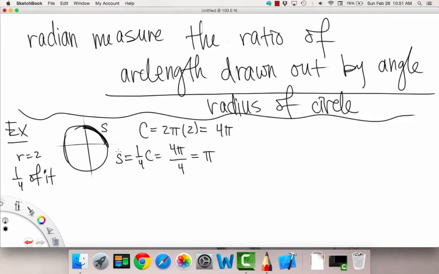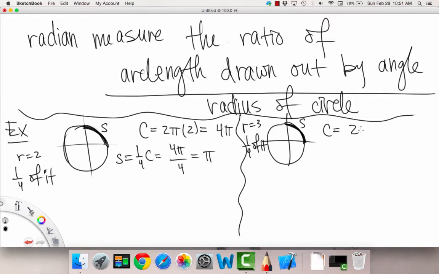Alrighty? So now, let's say we have another circle, okay? Let's say we have a similar case, but now our r is equal to 3. Again, we want a fourth of our circumference to find what s is here. So first of all, we have to find our circumference. That's 2 pi times 3, because I made the radius 3 on this problem. So this is equal to 6 pi, and a fourth of our circumference, which is what we're looking for, would be 6 pi divided by 4, which can be reduced to 3 pi over 2, okay?